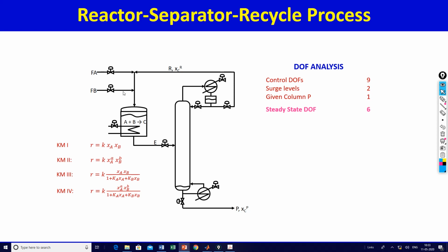What are these 6 degrees of freedom? Well, 2 fresh feeds, 2 for the reactor, temperature and hold up, and 2 for the column, heavy key leakage up the top and light key leakage down the bottoms. So that's the 6 degrees of freedom: 2 for the fresh feeds, 2 for the reactor, 2 for the column. That's another way of quickly coming up with degrees of freedom.